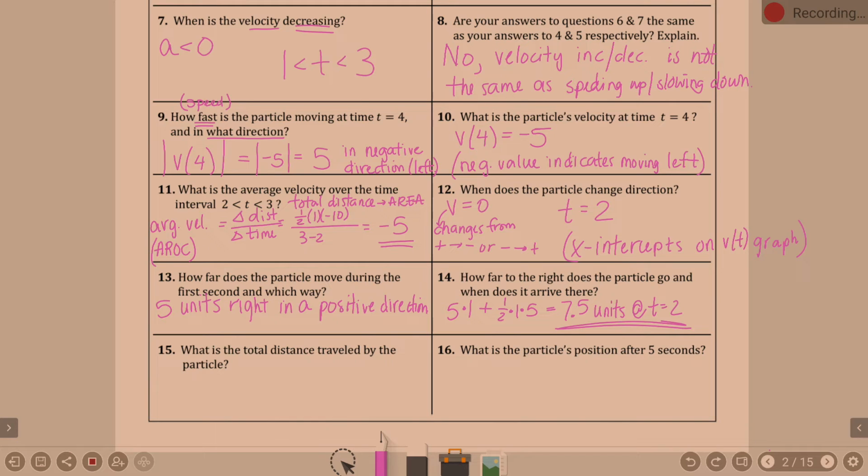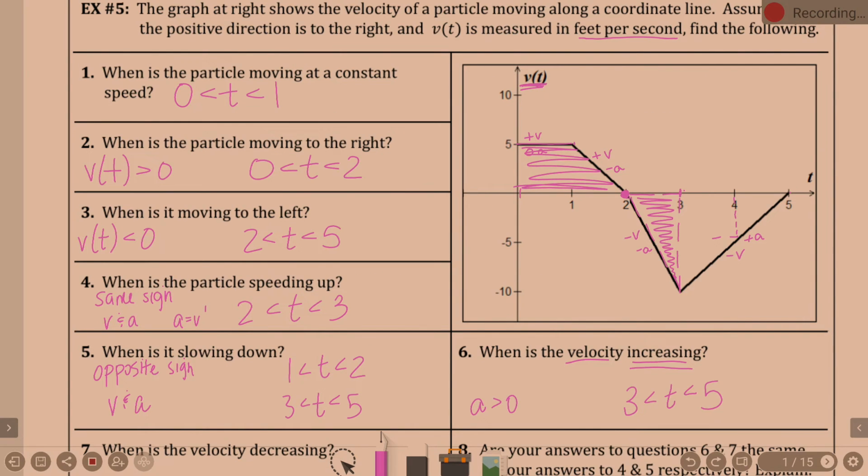What is the total distance traveled by the particle? Well, we already know part of it, don't we? We know the first part. From 0 to 2 seconds it went 7.5. What else do you know? We can do another area of a triangle. We see a big old triangle here. What do you know about this big old triangle? Height negative 10 at a base of 3. 1/2 times 3 times 10, 15. Negative 10.